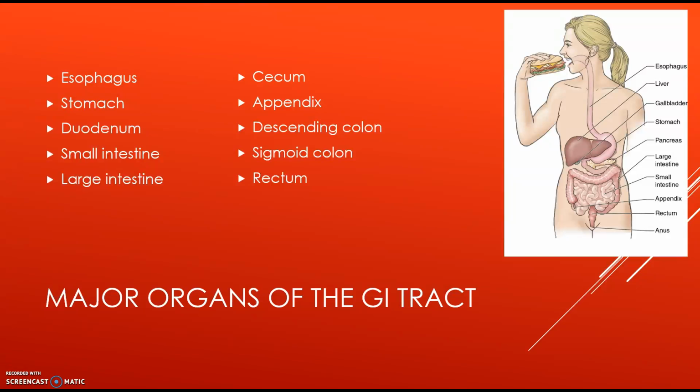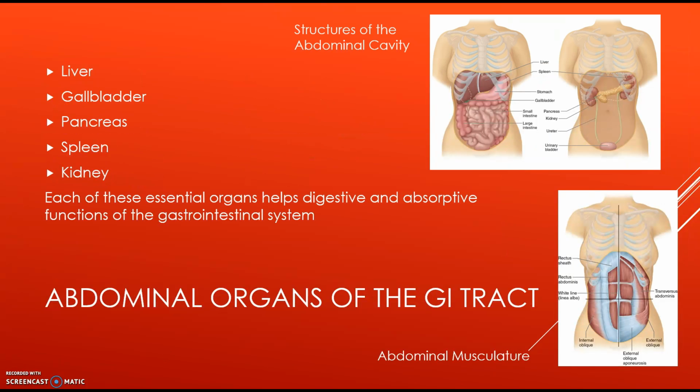This is just showing what the major organs of the gastrointestinal tract are, and the structures and muscles of the abdominal cavity. The organs in the GI tract are the liver, gallbladder, pancreas, spleen, and kidney. These are essential organs for digestion and absorbing nutrients through the GI system.